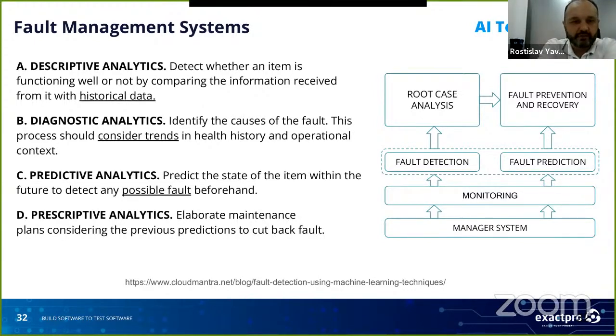And this scheme is from another source. You have this link on the slide. So if you are interested in this kind of application, you can go deeper and study it in more detail. But let's see just the main steps of fault management systems.